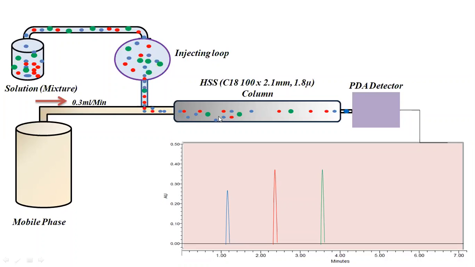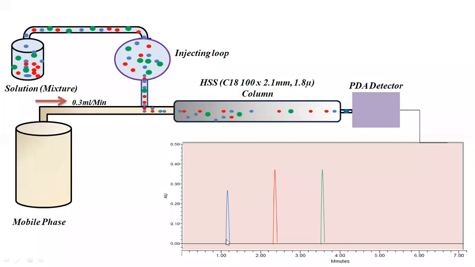Depending upon the affinity, if the affinity towards the stationary phase is less, the compounds move faster. Here the blue color compounds have less affinity, which is why they travel very fast. So they reach the detector first, then the red color, then the green color. When the sample reaches the detector, we automatically get a peak. The first to reach the detector is the compound which is blue in color.